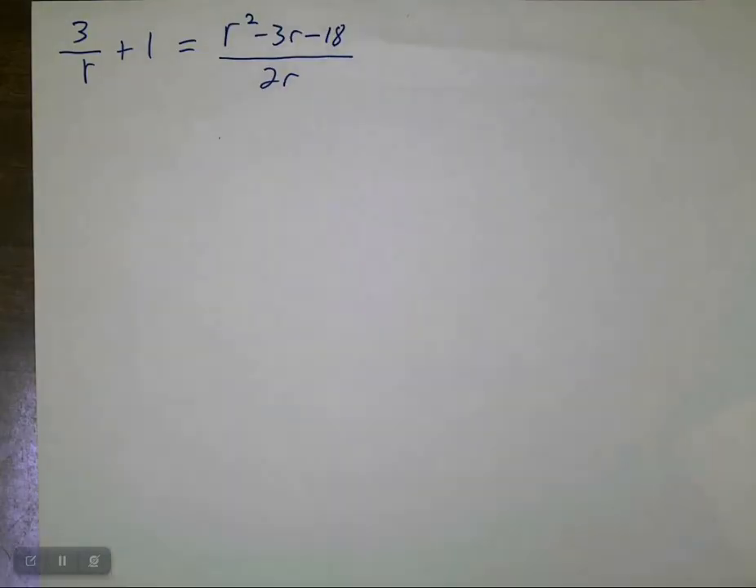We can probably look at maybe one more. Which one should we do? We're going to do this one: 3 over r plus 1 equals r squared minus 3r minus 18 all over 2r.